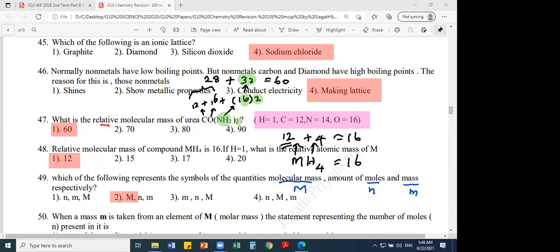Read the question twice before you write the answer, because some questions are asked as a false statement. Sometimes they ask ascending order, sometimes descending order, sometimes an incorrect statement, and so on. So all this is very, very important.